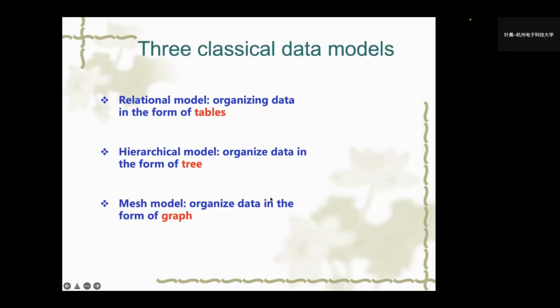And here I have introduced these three classical data models. The first one is the relational model, and it is also widely used in recent years. There are also another two models, which are not widely used in recent years, but I also explain these data models here. And we can see that they just have different forms. For the relational model, the form is a table. For the second model, they use a tree to organize the data. And for the third model, they use a graph to organize data.